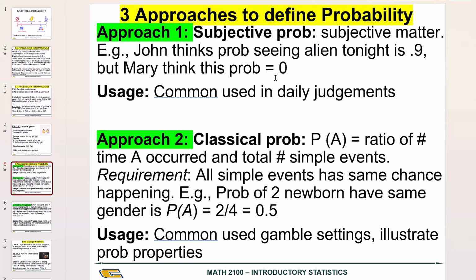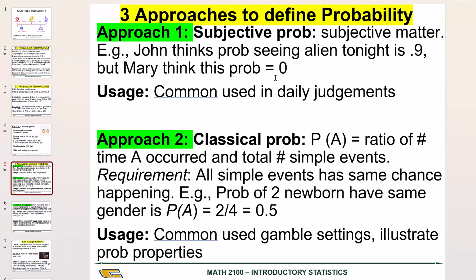In the usage here, it's commonly used in our daily judgments, right? We have our own subjective view on each matter of this life. And often, the more experienced you are, the better judgment you can give to things.